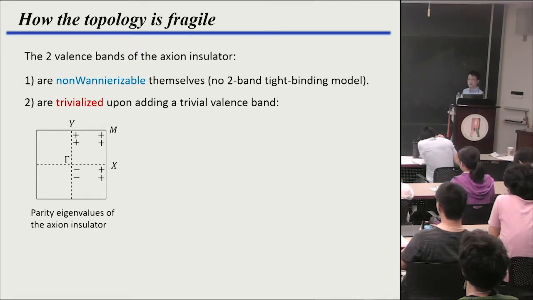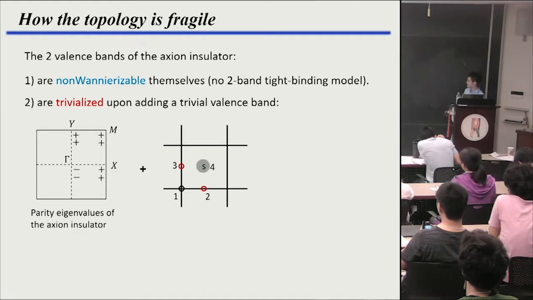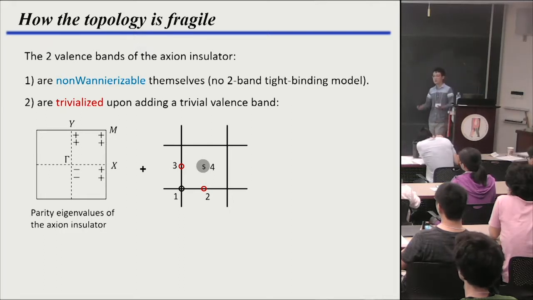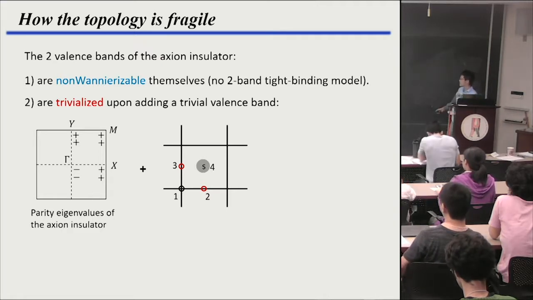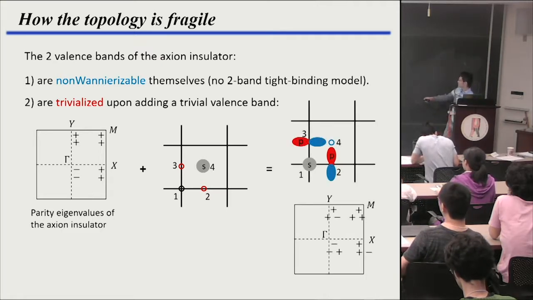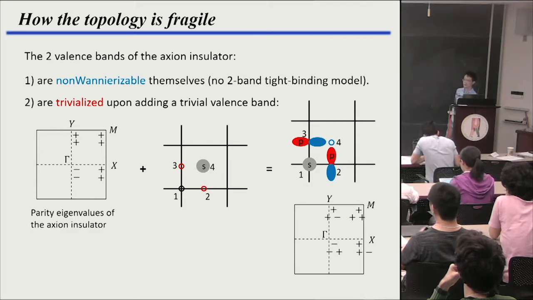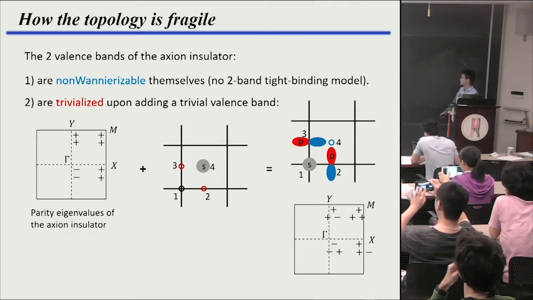But again, it's actually fragile. You can add, for example, an s orbital at this four position. An s orbital just means your intrinsic parity is plus. Then you just plug in the eigenvalues of this s orbital at the four position, and these are the eigenvalues you get, basically what you get after adding this s orbital.